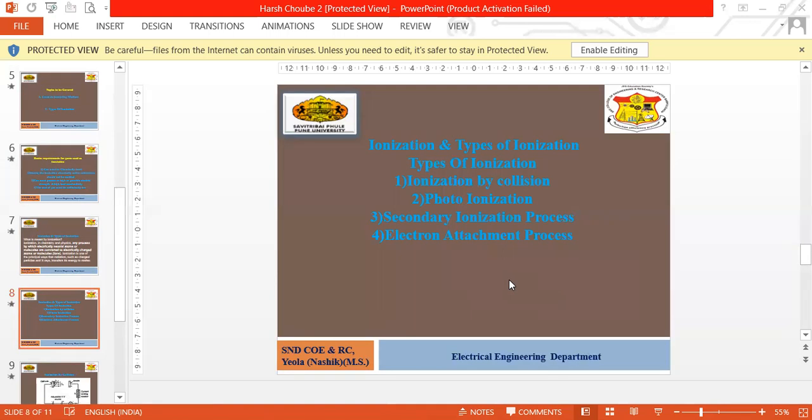Before going on, we will see in short the types of ionization. There are 4 types of ionization. First one, ionization by collision. Second one, photoionization. Third one, secondary ionization process. Fourth one, electron attachment process. In this hour, we will see the first 2, that is ionization by collision and photoionization.